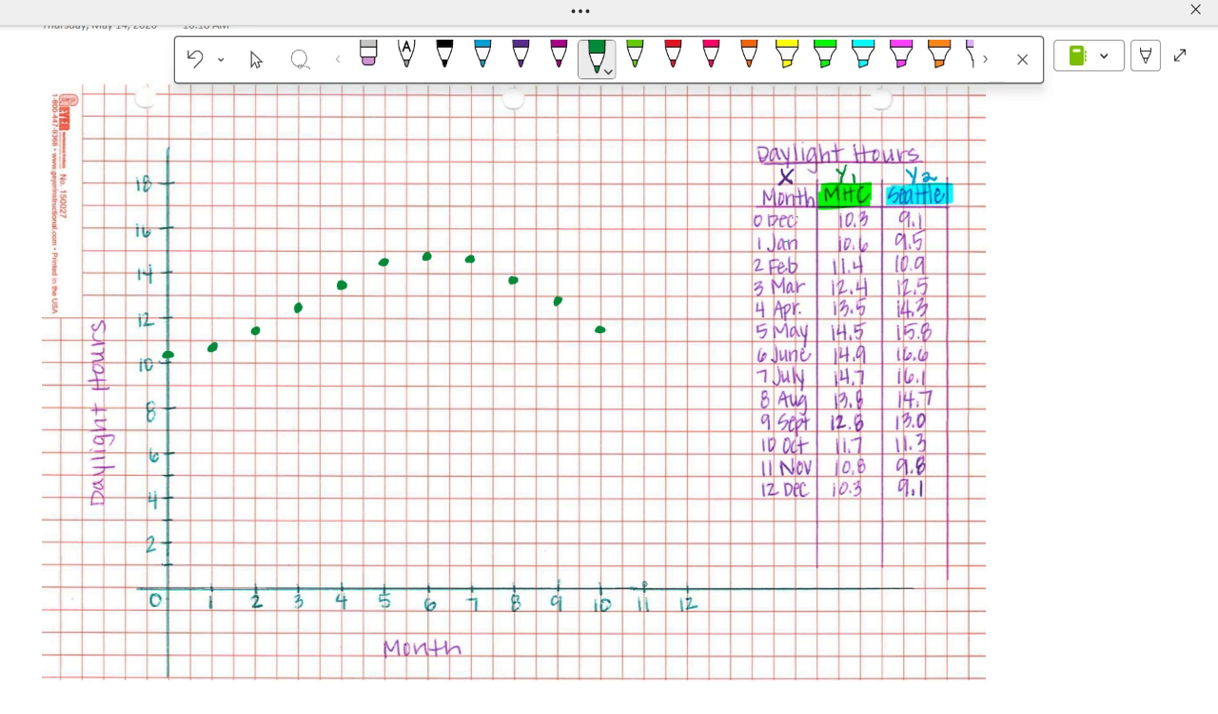November is 10.8. So I'm going to go up to the 10 line. And then I'm going to get as close as I can to the 11 line without actually hitting it, because it's pretty darn close to it.